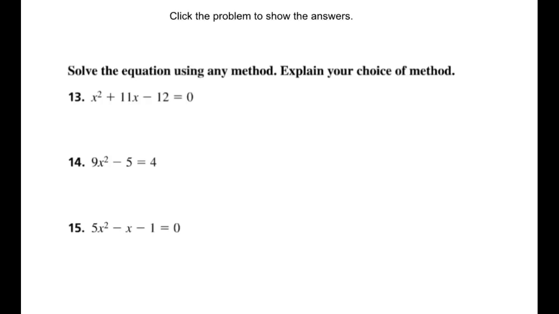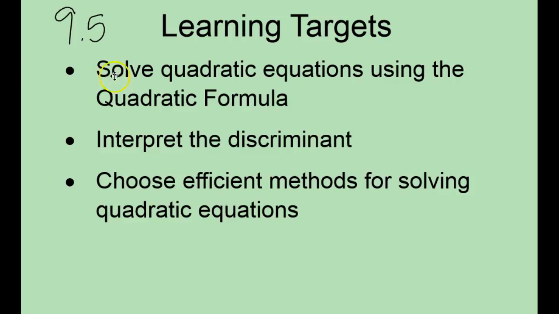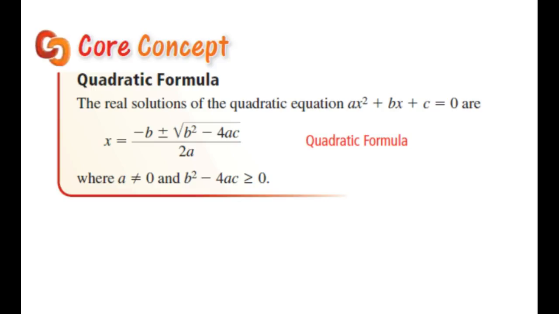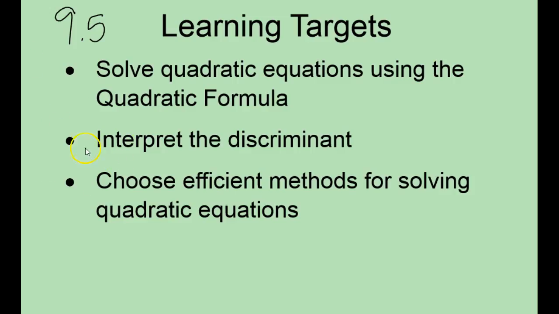So now that we've looked at everything, let's look back at our learning targets. So first we were able to solve quadratic equations using the quadratic formula. Here it is. This needs to be in your memory banks just all the time. Then we looked at the discriminant. And remember, the discriminant is the stuff that's under the square root sign in the quadratic formula. And this discriminant will help tell us how many solutions we're looking at. Then thirdly, we looked at efficient methods for solving quadratic equations. Which way am I going to use and why does that way make sense? So now that we've gone through all of these learning targets and these examples, go ahead and work on your homework for 9.5.